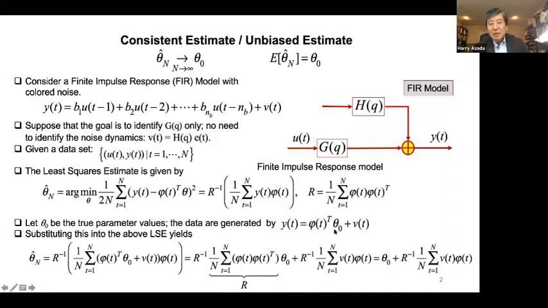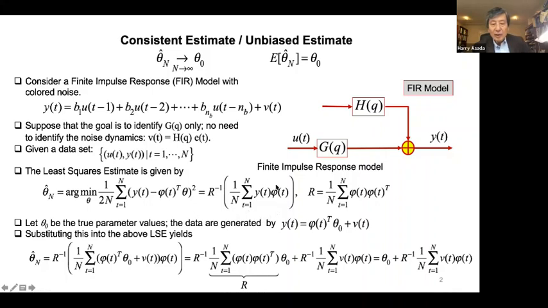So the FIR model structure with the true parameter value theta naught, plus some colored noise. If you just formulate the least square estimate naively, you get basically the FIR result. Here R comes from phi transpose, the FIR explicit solution. You remember this matrix, right?